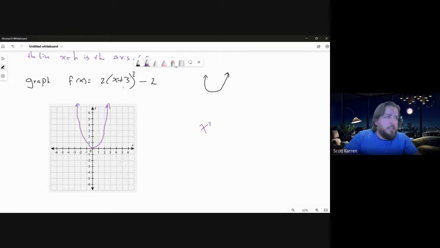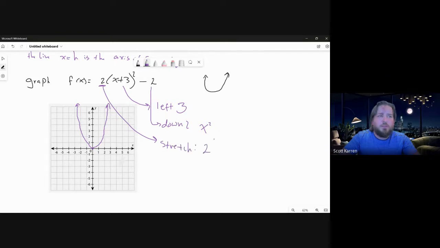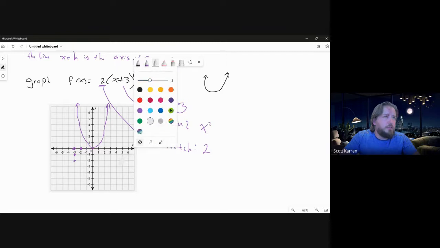But I'm going to take this thing, this plus 3 is a shift to the left by 3. And then this minus 2 is a shift down by 2. And then this 2 in front here is just a stretch of a factor of 2. So I'm going to just move this left 3. So 1, 2, 3. And then down by 2 puts me 1, 2, right? And so for now, I've got this thing sitting right here.